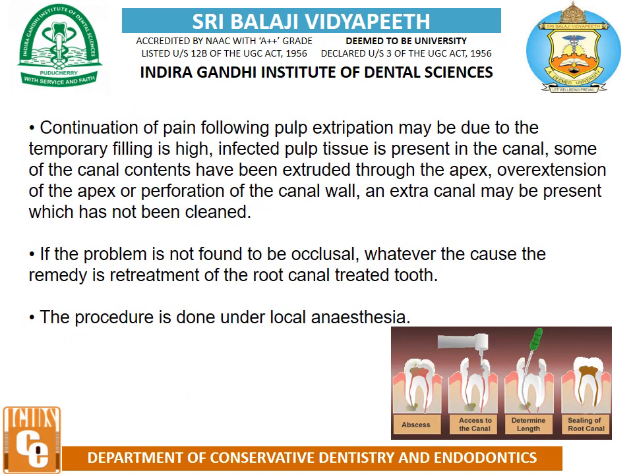Continuation of pain following pulp extirpation may be due to the temporary filling being high, infected pulp tissue present in the canal, some of the canal contents having been extruded through the apex, overextension beyond the apex, or perforation of the canal wall. An extra canal may be present which has not been cleaned. If the problem is not found to be occlusal, whatever the cause, the remedy is retreatment of the root canal treated tooth. The procedure is done under local anesthesia.